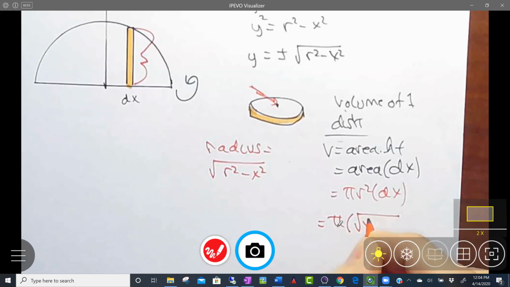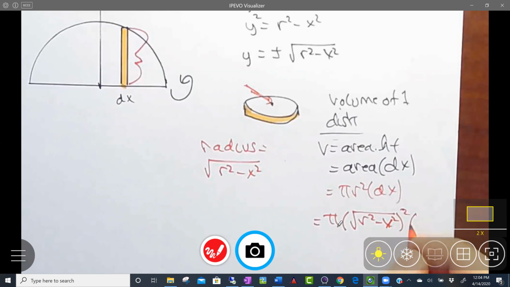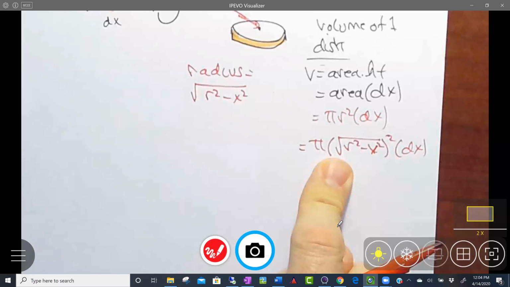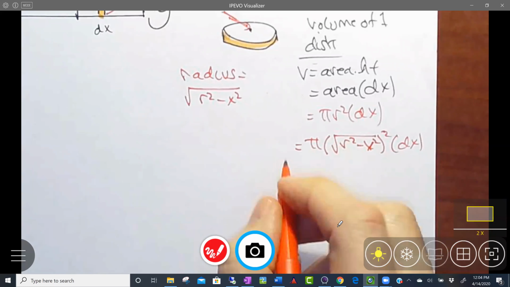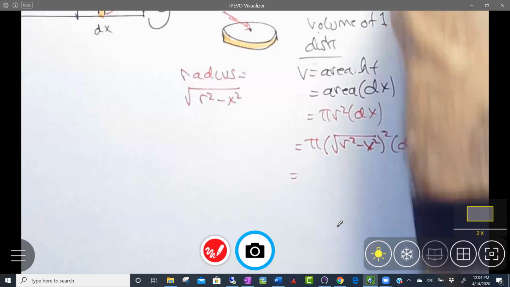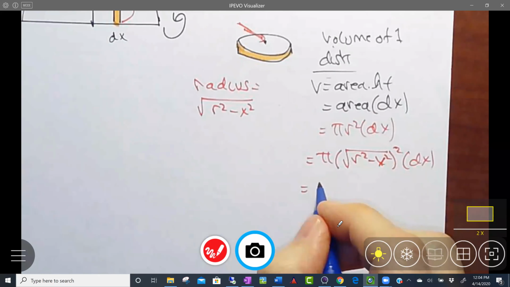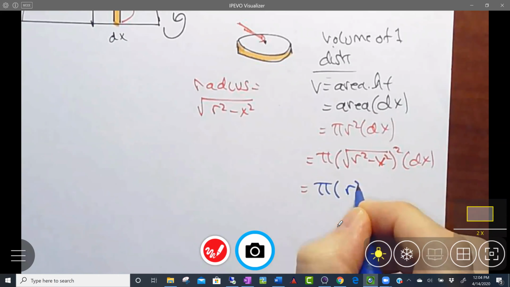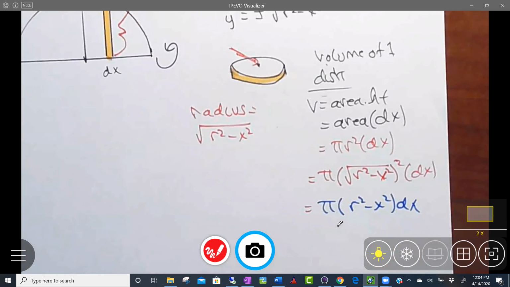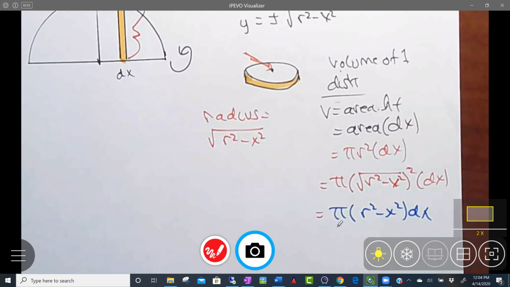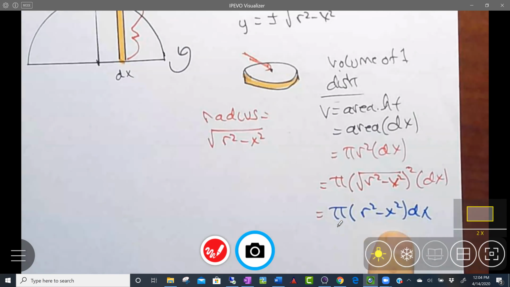And something nice happens here. I get the radius squared, and that squared is going to knock off that square root, right? So the formula for the volume of one disk is just going to be pi times r squared minus x squared dx. Wow, that's cool. That's nice and simple.